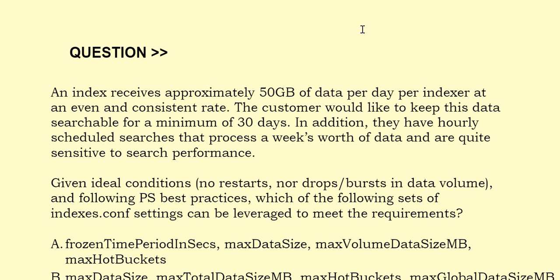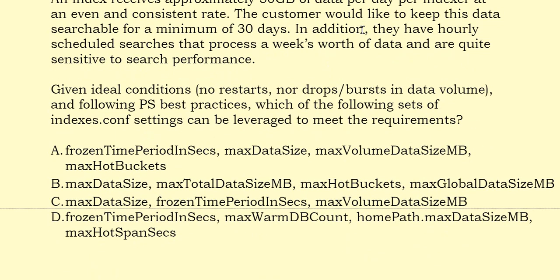Which of the following sets of indexes.conf settings can be leveraged to meet the requirements? Option A. frozenTimePeriodInSecs, maxDataSize, maxVolumeDataSizeMB, maxHotBuckets. Option B. maxDataSize, maxTotalDataSizeMB, maxHotBuckets, maxGlobalDataSizeMB.